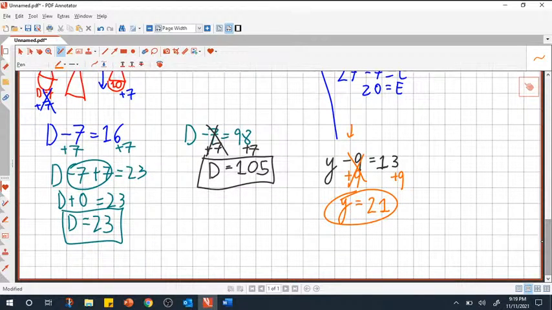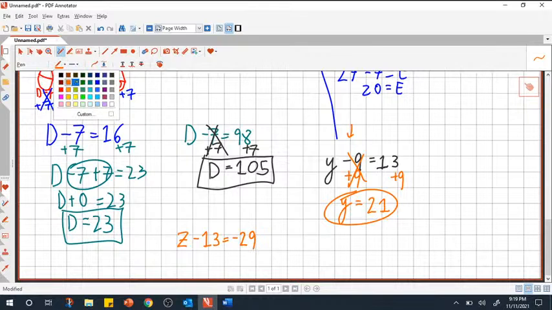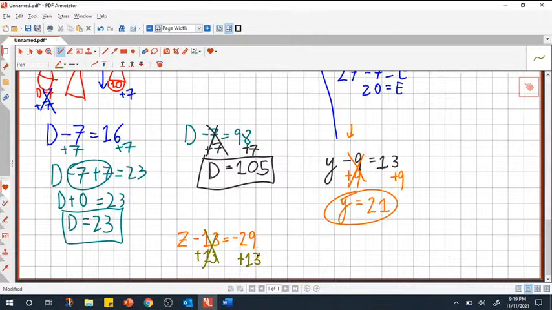This is really helpful when the answer isn't that obvious. Like, what if I said that z minus 13 is equal to negative 29? Well, with this tool at my disposal, knowing that I can get rid of a minus 13 by doing a plus 13, and then I just need to create balance, I can plug that in my calculator, negative 29 plus 13, and I get z equals negative 16.